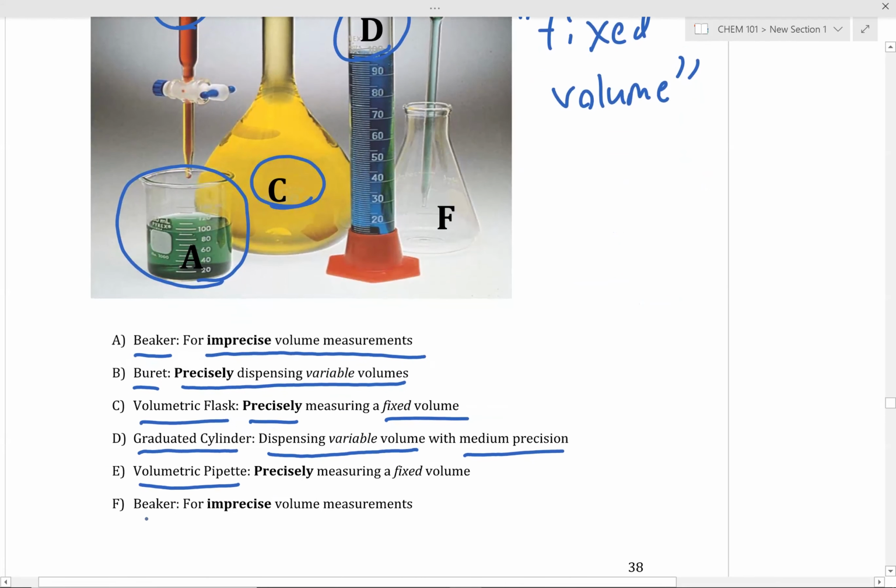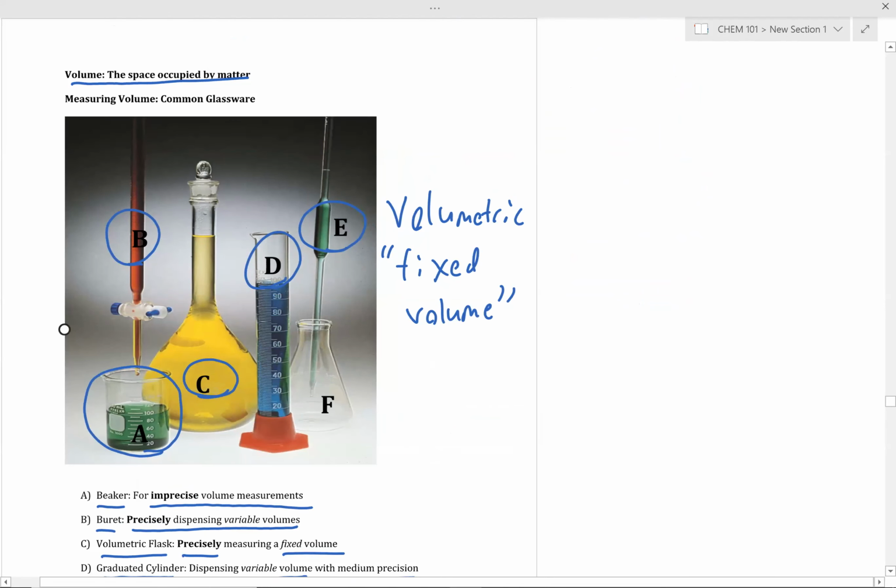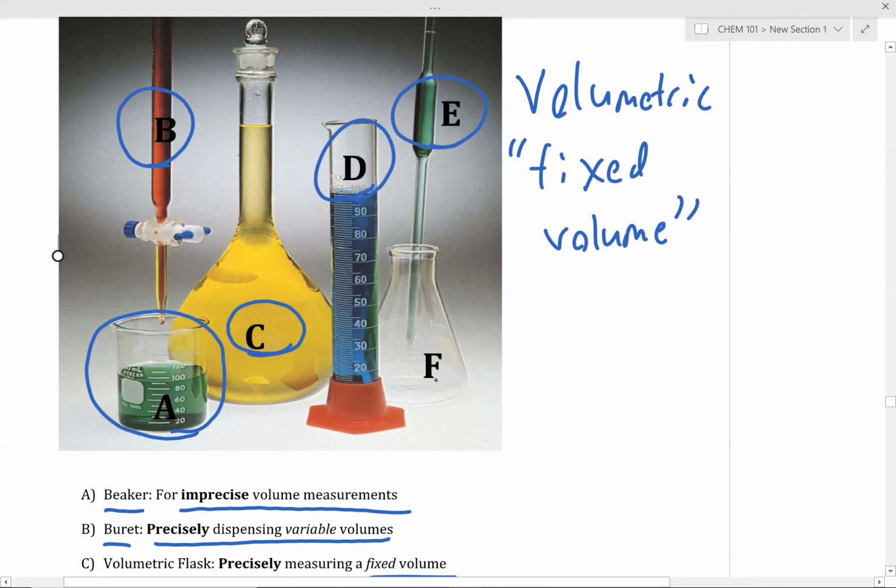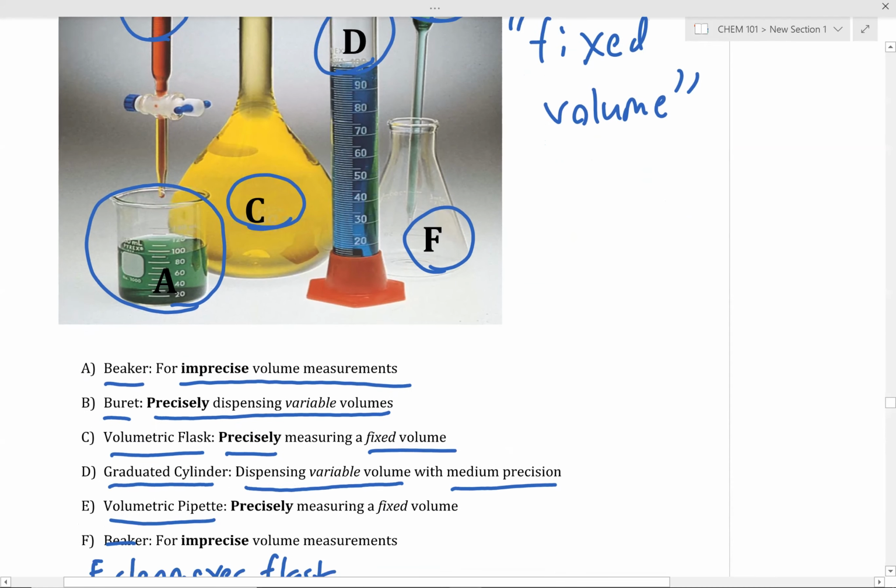Finally, F, sorry, it should be an Erlenmeyer flask. And again, just like a beaker, the Erlenmeyer flask, which is shown here, is designed for imprecise volume measurements. I should not see you measuring out exact quantities in a beaker or an Erlenmeyer flask, or you will immediately have points deducted on your report if I don't see you remeasure it.